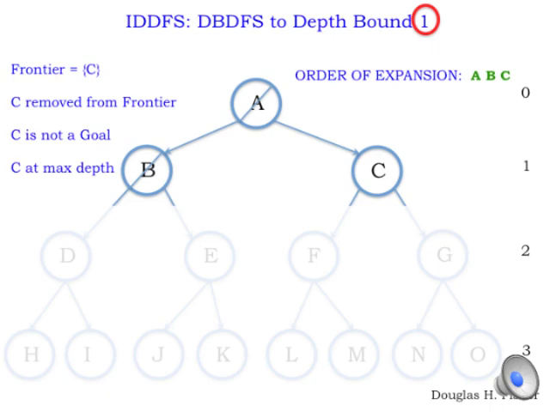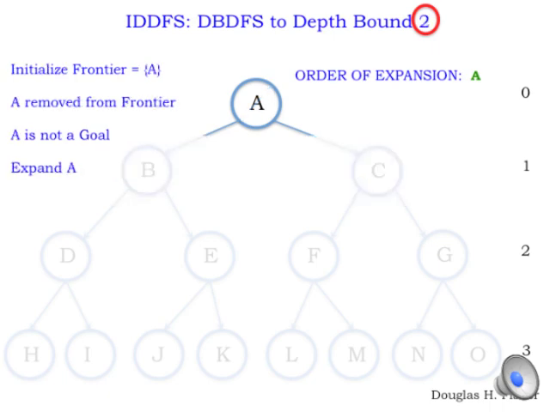C is removed from the frontier. C is not a goal. And in this case, C is at the maximum depth bound, so we do not expand it further. We've now completed a depth-first search to depth 1. And now, in search of a goal, we're going to do a depth-first search to depth 2.